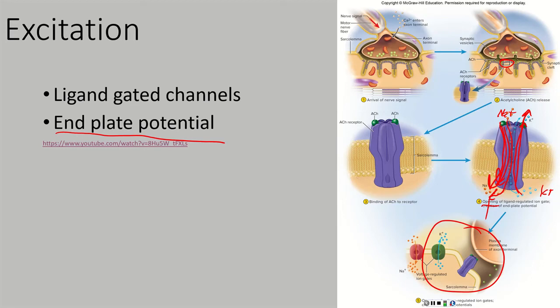This first part that we've talked about is excitation. We are looking at how a neuron stimulates or excites a muscle cell. And that's going to be the first video here that we watch.